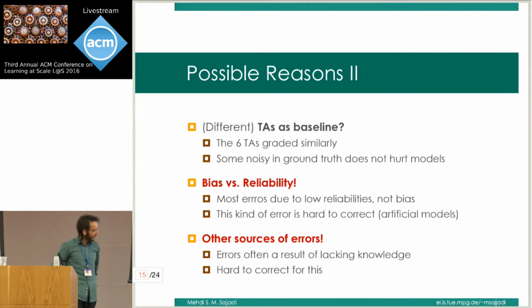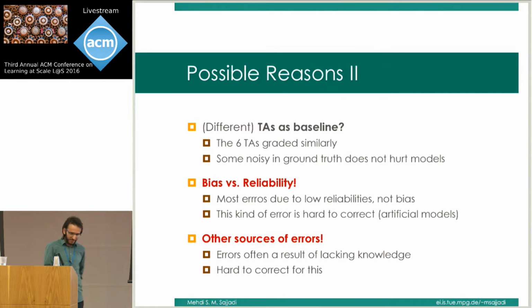The next possible criticism is that we're using the TAs as baseline. So we're assuming that the TA grades are the true grades, which is natural to assume, but maybe it's not a good idea to do this. And the next problem is we had not one TA, we had 6 different TAs, which again could maybe grade differently. So we checked it, and we saw that the TAs usually graded quite similarly. So the difference was quite small between the different TAs.